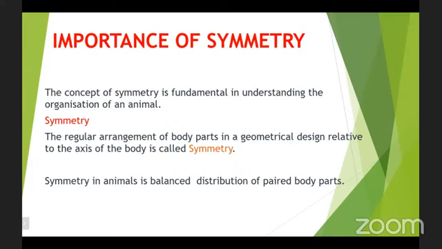Symmetry: the definition is the regular arrangement of body parts in a geometrical design related to the axis of the body. Otherwise, symmetry in animals is a balanced distribution of paired body parts. So how they are distributed and how they are equally divided will be observed in the case of symmetry. Let us come to know the types of symmetries in animals.